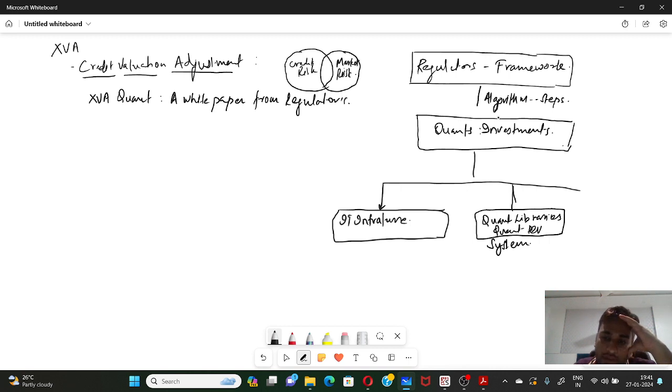So these are quant devs. They may not know all the things which exist in quant and all of that, right? But they need to know how to code robustly, understand the requirements, and code it out. Okay, so that is one thing.